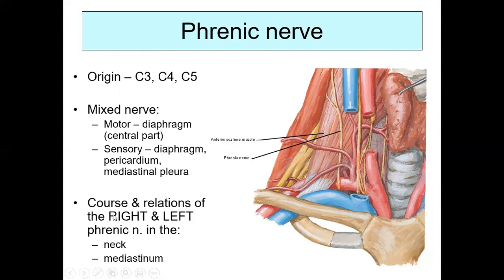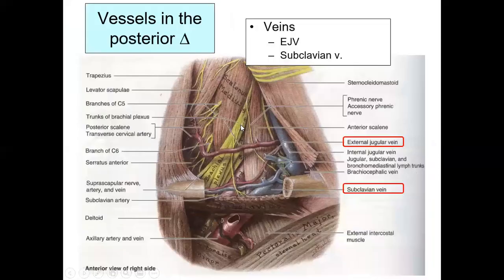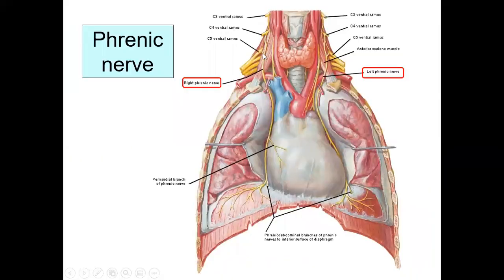Okay. And for the course and relations of the right and left phrenic nerve in the neck and also the mediastinum, you have to know. So you can see here, this is the phrenic nerve. You can see the phrenic nerve is going downward, and it supplies the diaphragm.